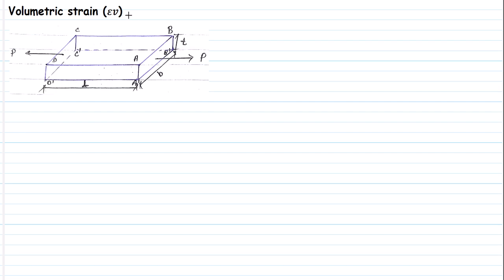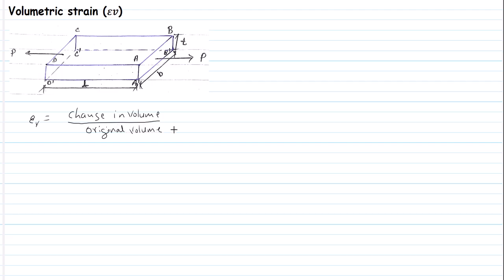So volumetric strain, we generally use a notation to demonstrate that strain for volume V. So what is volumetric strain? It is change in volume to original volume, right? This is change in volume. The definition of volumetric strain is change in volume to original volume.